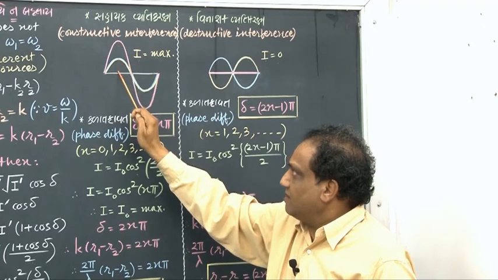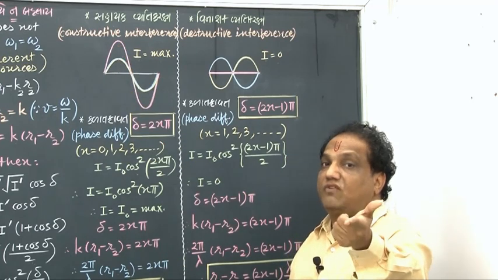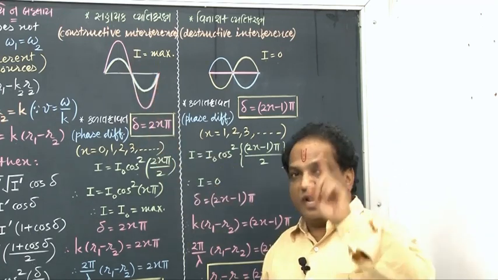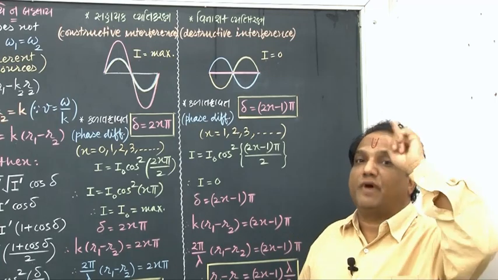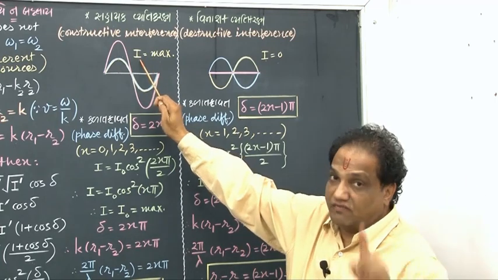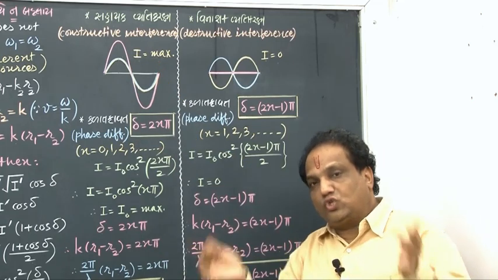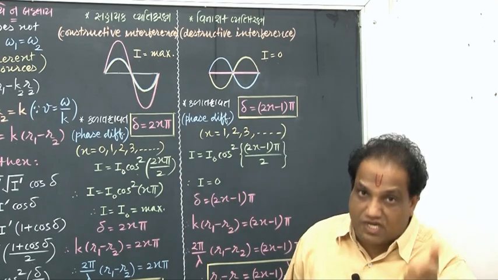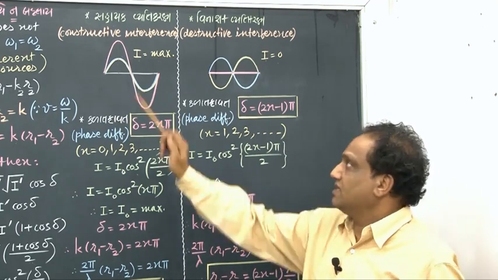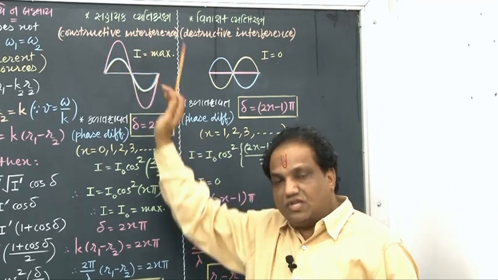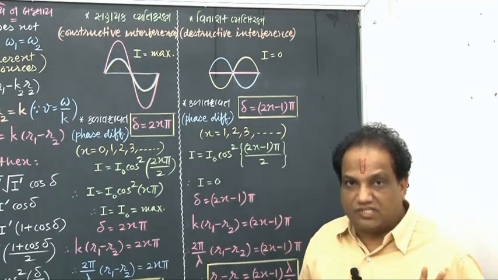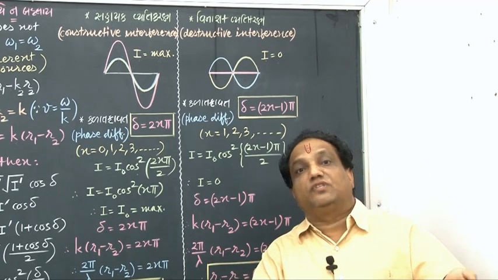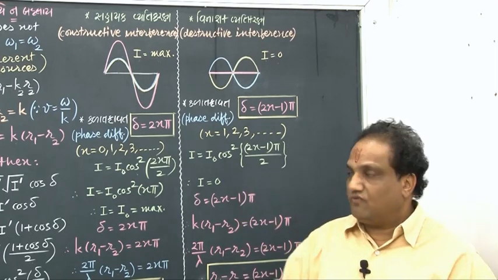Intensity of light is directly proportional to the square of its amplitude. If amplitude is maximum, naturally the intensity of the light wave will also be maximum. And whenever the intensity of the resultant wave is maximum, we say the two superposing waves are interfering constructively. That's why the name is constructive interference. When we get maximum intensity of the resultant wave at a point of superposition, we say the type of interference between superposing waves is constructive. Fine.